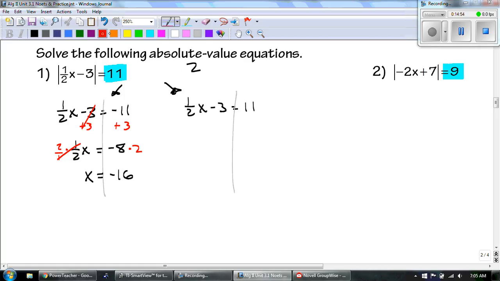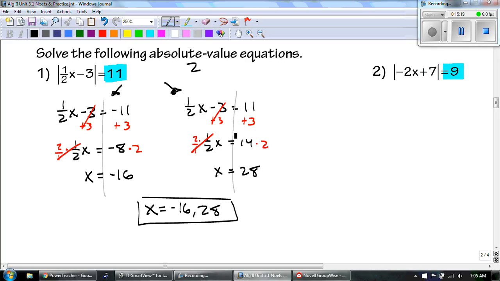On the other side, we're going to add 3 to both sides. 11 plus 3, we get 14. I know that the reciprocal of 2 over 1, or 1/2 is 2. 14 times 2, 28. And then I'm going to put my two answers in order from least to greatest. So x equals -16 or 28.